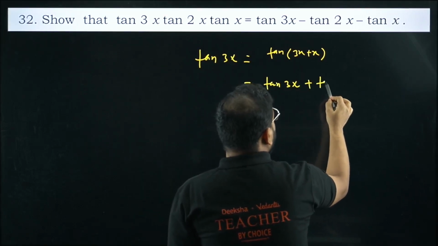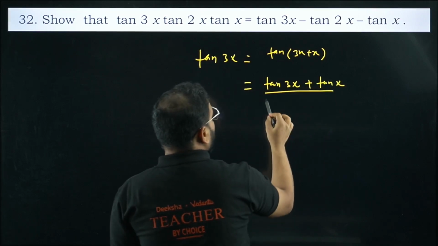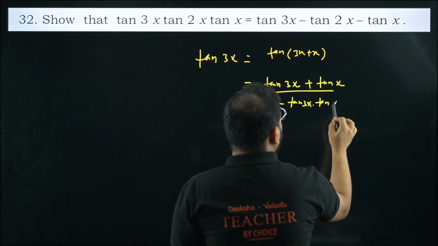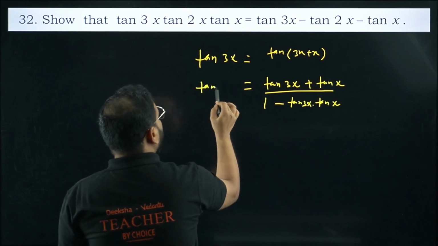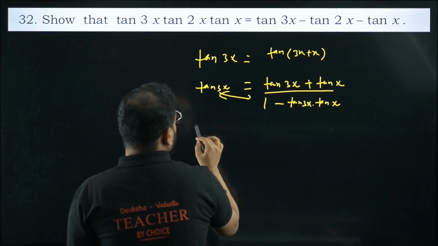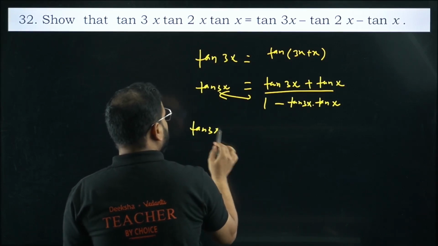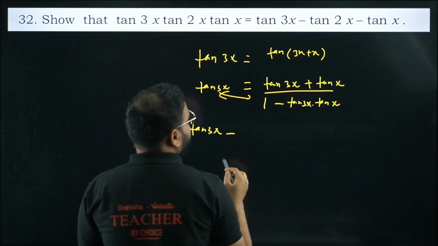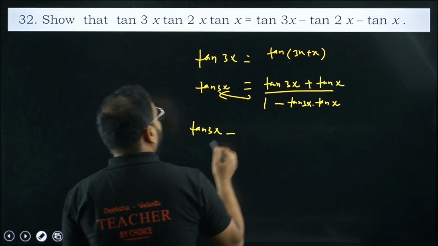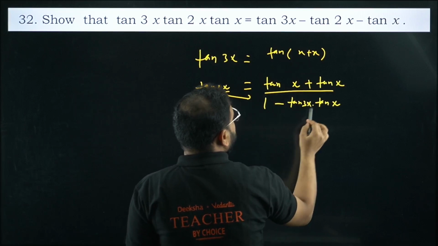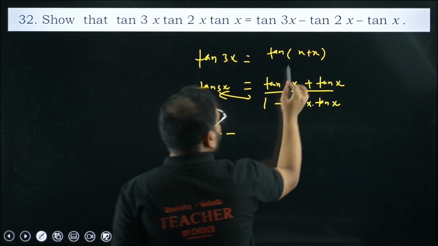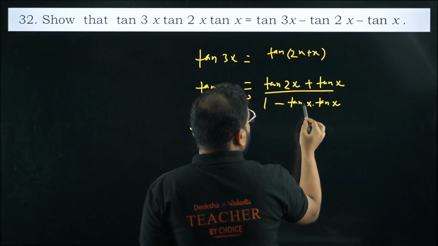plus tan x upon 1 minus tan 3x into tan x. What I have over here is the same thing, tan 3x. Let's do one thing, cross multiply. I get this into this as tan 3x into 1 remains as it is, and this will become, okay, no, one second. I've made a mistake over here. I've taken this as 3x plus x, right? It will become 2x plus x. 3x is 2x plus x, okay? 2x plus x.